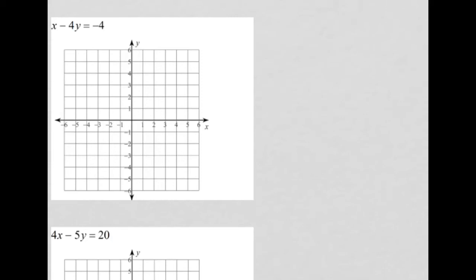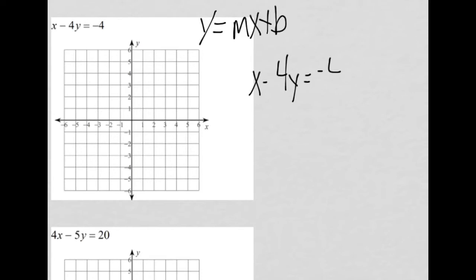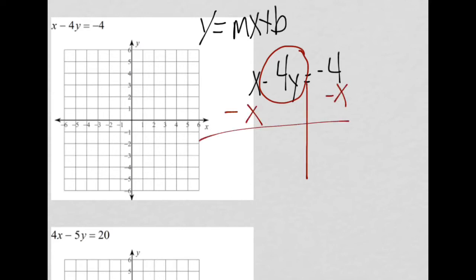Station 3 is all about converting from standard form to slope-intercept form. So when we finish this, we want all of ours to look like y equals mx plus b. When I rewrite my equation, x minus 4y equals negative 4, I'm going to circle what I'm solving for, and how do I get rid of that positive x? I'm going to subtract x from both sides. So I get negative 4y equals negative x minus 4.